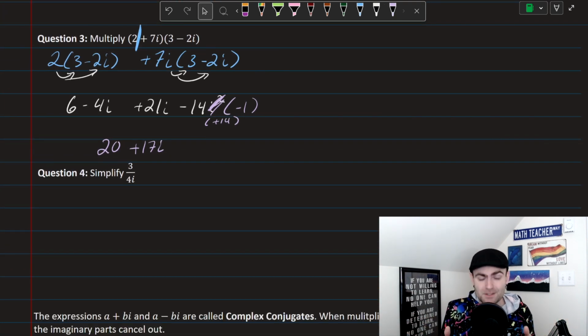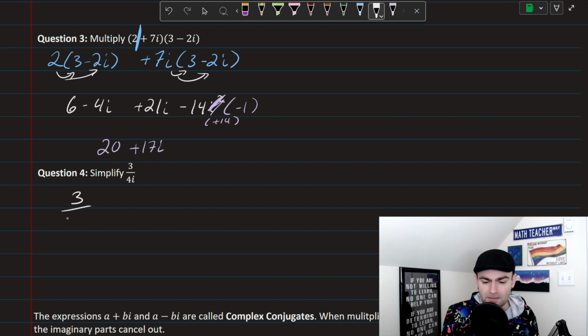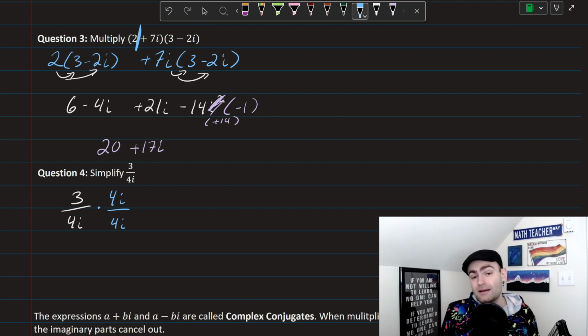Division's a little bit different. I can't divide by an imaginary number in the conventional sense. I have to multiply my fraction, numerator and denominator, by the imaginary part. So if I have 3 divided by 4i, I'm going to multiply this, numerator and denominator, by that 4i. Why? Because it's improper to have an imaginary number in the denominator of a fraction. And doing this, we will end up with a real number solution down there.